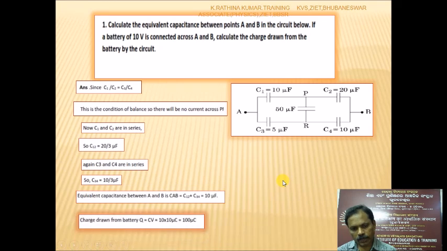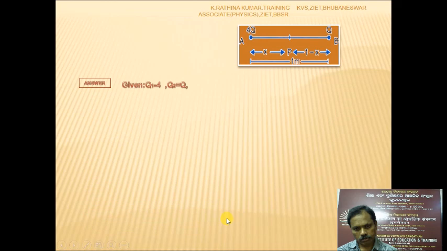So the charge on the battery Q will be C times V. The total capacitance is equal to 10 microfarad and the voltage given is 10 volt, so the charge is 100 microcoulomb. The third question we can go through now.